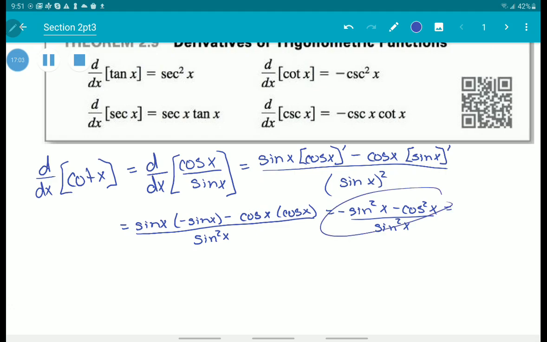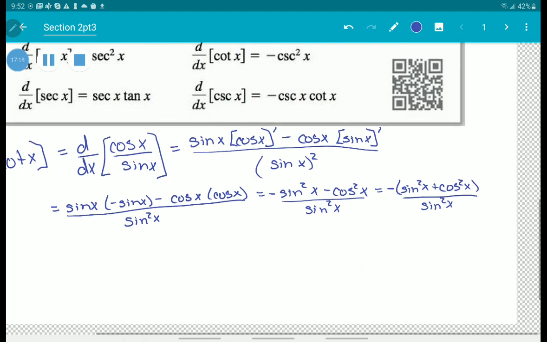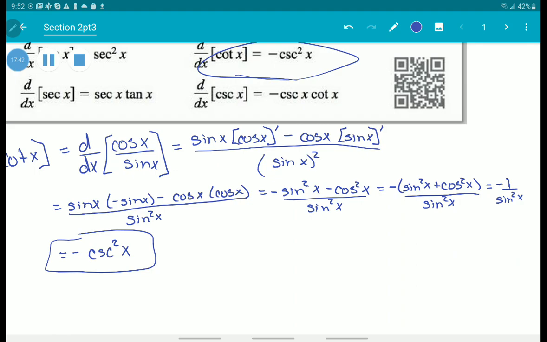And this almost looks like a Pythagorean identity in the numerator. And in fact, if we factor a negative out, we will get the Pythagorean identity. So that's equal to negative 1 over sine squared x. And that is equal to negative cosecant squared of x. And that's what we expected to get. And we could derive all the other ones in the same manner.